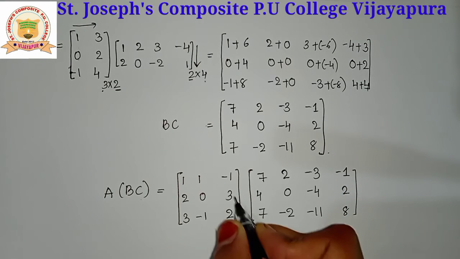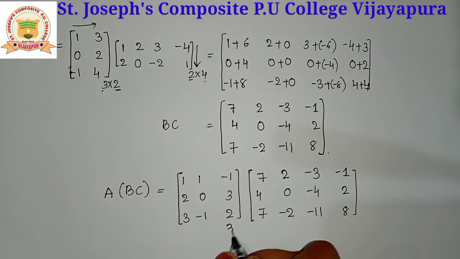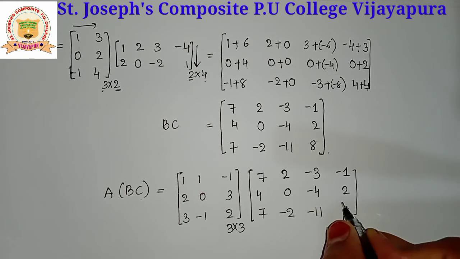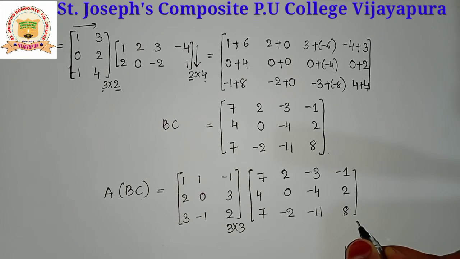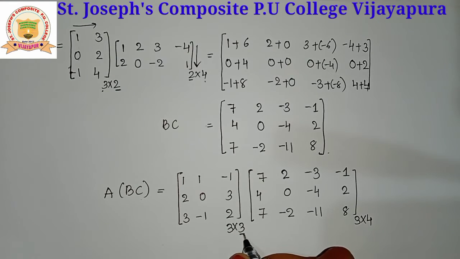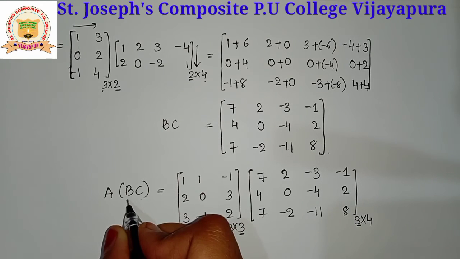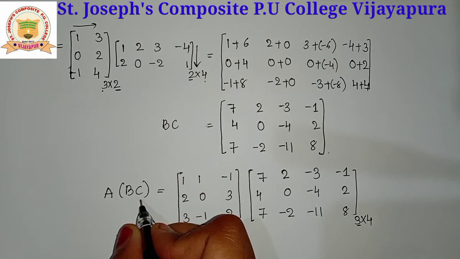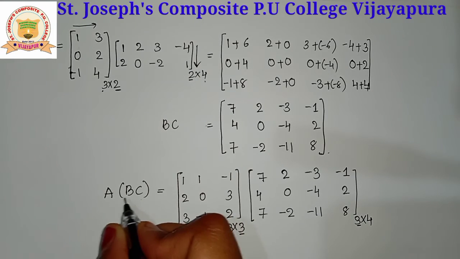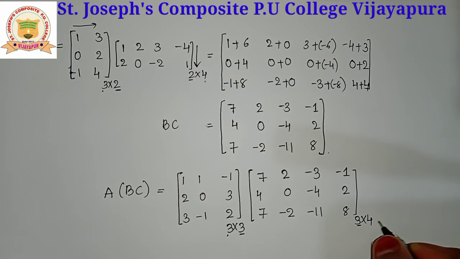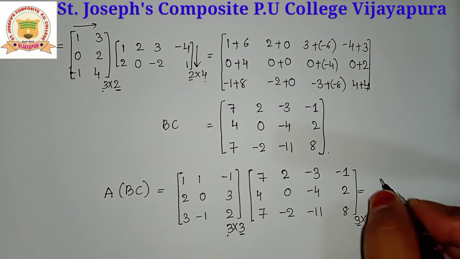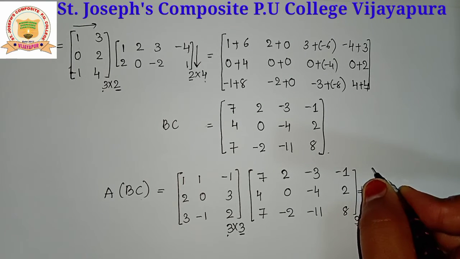So see, the first matrix has the order 3 by 3, and the second matrix has the order 3 by 4. Therefore you can see the first matrix's columns are equal to the second matrix's rows. Both are equal, so A into BC is defined. So what will the required matrix order be? A into BC is 3 by 4. So let's find the elements of the A into BC matrix.